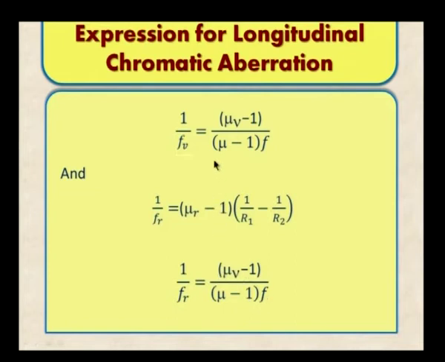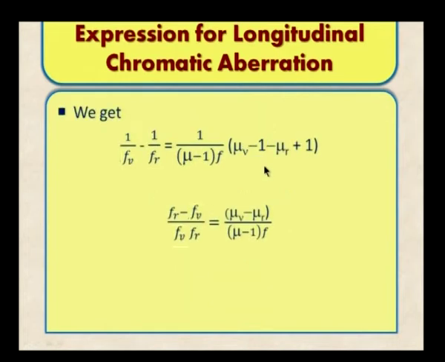So, you have got an expression here for 1 by f v and an expression here for 1 by f r. You have got (mu r minus 1) by (mu minus 1) into f, and you have got (mu v minus 1) by (mu minus 1) into f. So, now we can obtain the expression for f v minus f r.